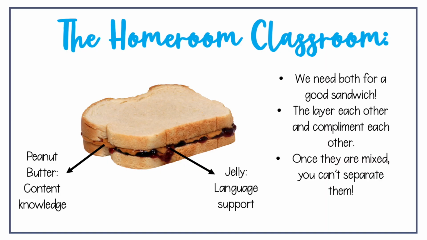Now, when working with English language learners, you have double duty on lesson planning, and that's what we'll be discussing in this lesson. I want you to think of your classroom as a peanut butter and jelly sandwich. My apologies if that's making you hungry. We all know that a PB&J is not as tasty with only one of the ingredients. Just peanut butter, it's just too dry, and just jelly is too sweet. But together, it's the perfect combination.